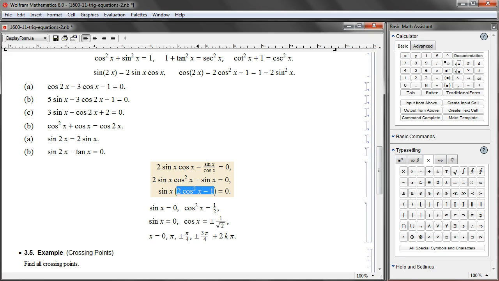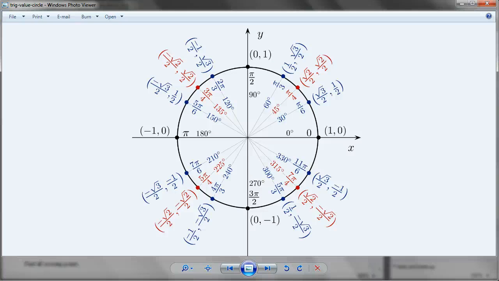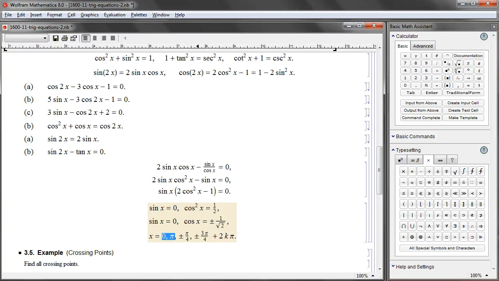So setting the first factor equal to 0, we have sine of x is equal to 0. We are going to get either 0 or pi. Let me show you the diagram. When theta is 0 or theta equals pi, when the angle is 0 or pi, the second coordinate is 0. Okay. How about the next?